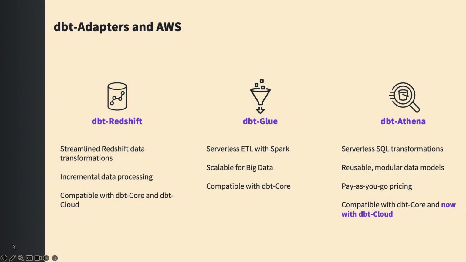I finally want to talk about the other adapters that we have. We have the Redshift adapter. If you have a data warehouse on Redshift, you can use the dbt Redshift adapter, mostly for OLAP processing. If you want to run data transformations on Redshift, you can use the adapter. It also supports incremental data processing, so does Athena. And currently, it is compatible with dbt Core and dbt Cloud.